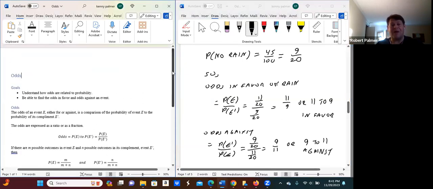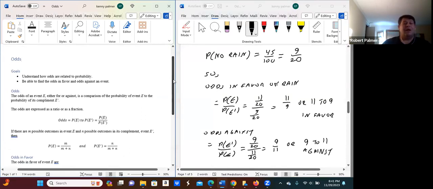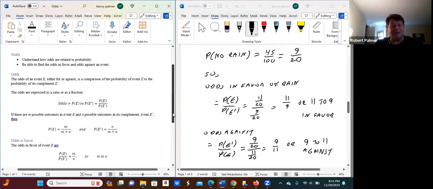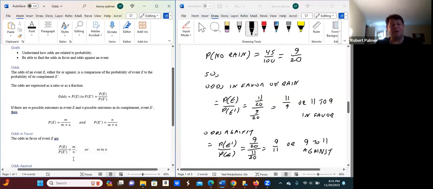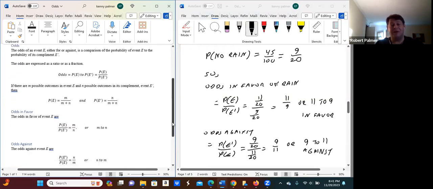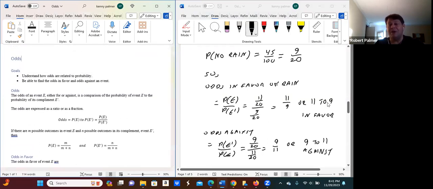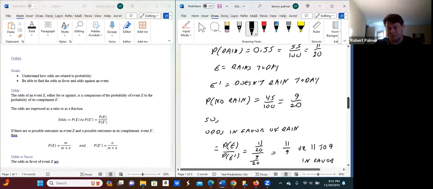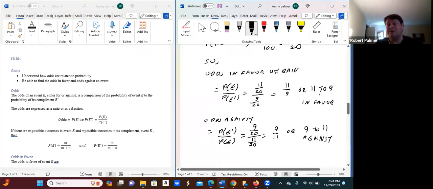Okay, so let's review what we've done so far. We talked about odds, which we've probably heard of before, and looked at how they're related to probability. It's just a ratio of some event E, the probability, to its complement. And then we saw that if you talk about odds in favor of something, it's the probability of the event over its complement. Odds against are the probability of the complement over the event.